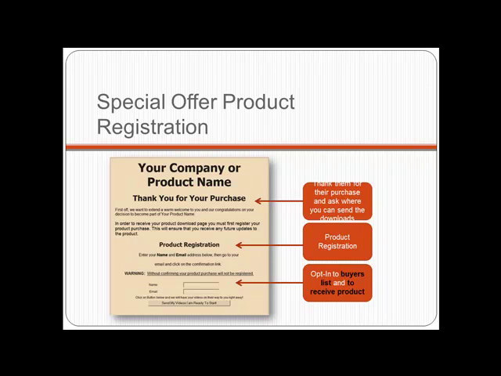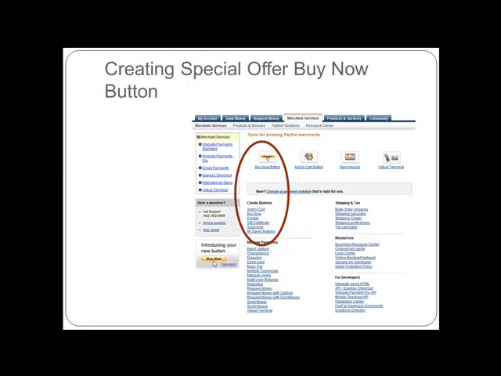Now, if they end up buying that product, you want to have a squeeze page set up, and this is no different than setting up a regular squeeze page, except it's a page that instead of delivering them a free offer, it delivers them a download link for the product they purchased. So you want to just thank them for their purchase and ask them where you can send the downloads, and then you want to go in, call it product registration, and then of course you have the opt-in buyers list to receive the actual product.